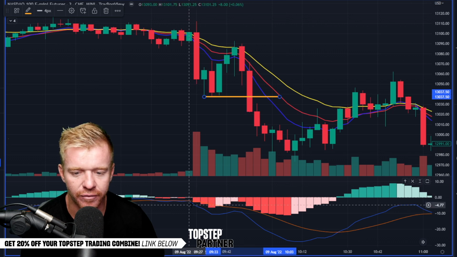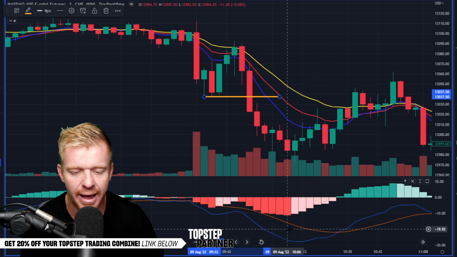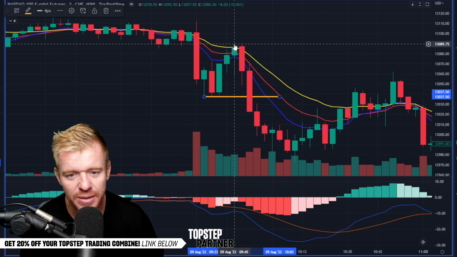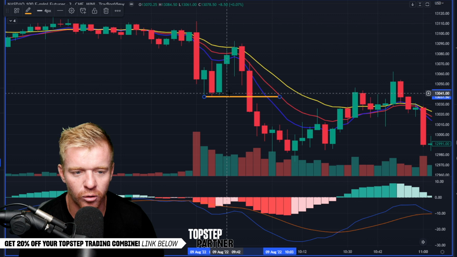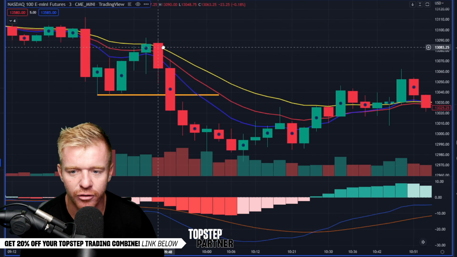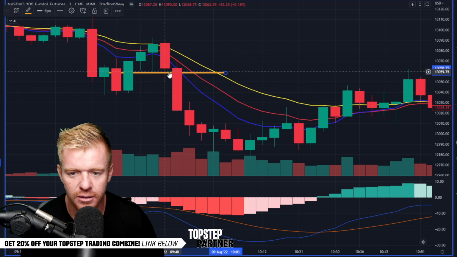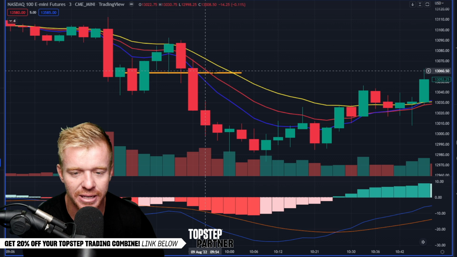You can see we had the convergence on the MACD. We got the red histogram happening. You could have maybe entered up here if you were a little bit more risk tolerant, like you thought we got stuck there. You could have maybe entered, I would say, at this level. You could have entered here. Could have done that, seeing that we're getting stuck there at the EMAs.